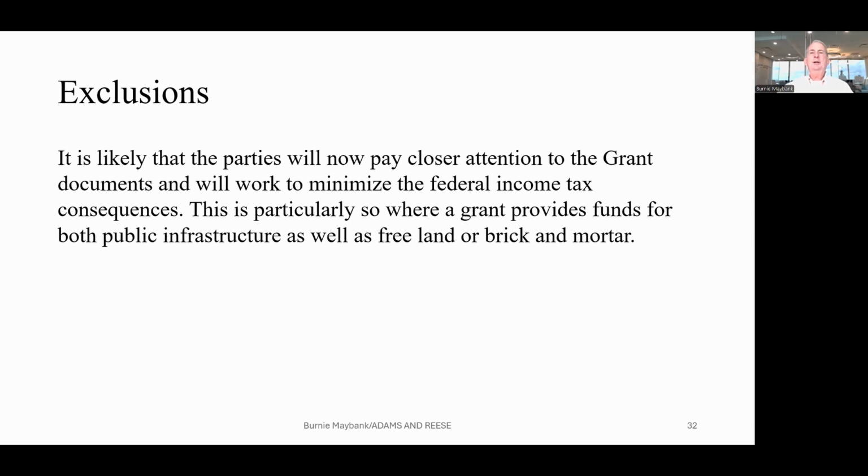So it's likely parties will now pay a lot closer attention to the grant documents and will work to minimize the federal income tax consequences. And this is particularly so where a grant provides funding for both public infrastructure as well as free land or brick and mortar, i.e. private infrastructure to the taxpayer. So where the grant provides funding for two things, public infrastructure and private infrastructure, you need to make sure that the grant is worded appropriately so that public infrastructure dollars are not taxable to the corporation.